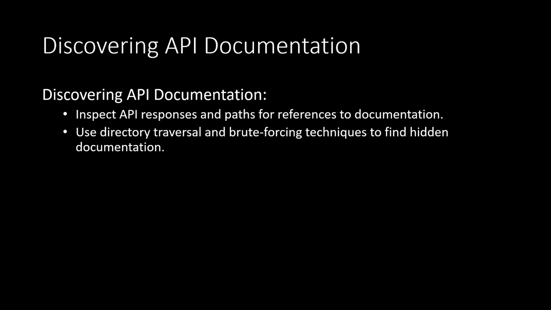To discover API documentation, inspect API responses and paths for any references to documentation. You can also use directory traversal and brute forcing techniques to find hidden documentation files or directories. API documentation provides a roadmap for understanding the API's structure and endpoints, which can be valuable for exploitation.